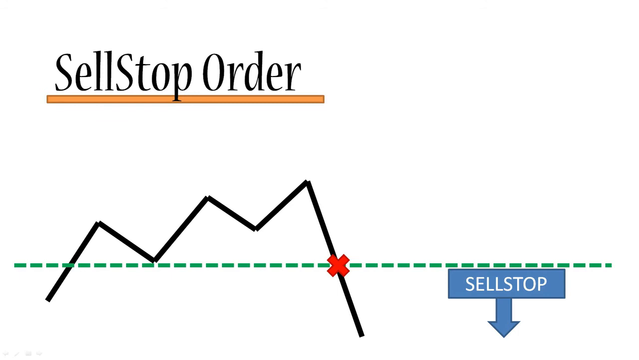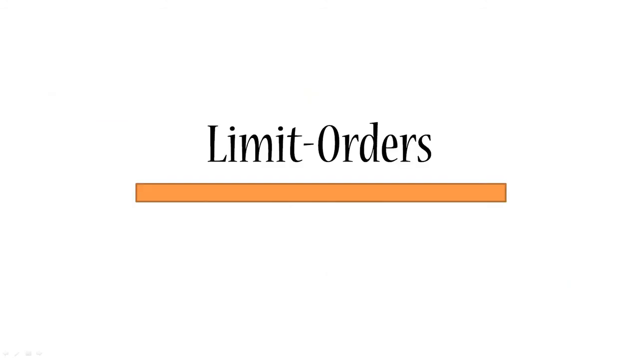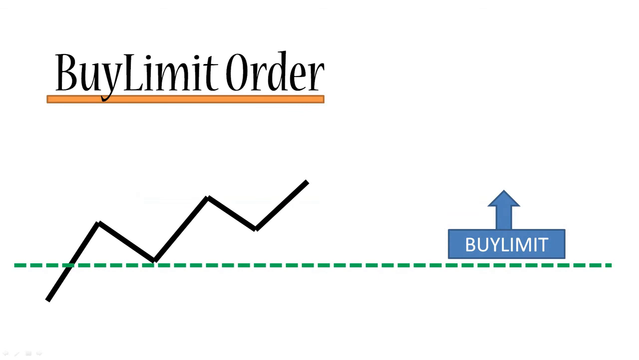Limit orders. Limit orders are similar to stop orders, but they may be a little bit more complicated to remember how they work, but we'll get the hang of it. So a BuyLimit order is actually set below the market. What you're anticipating is for the market to go down, touch your order, cross it, and then go back up. So you're anticipating a recoil. You think that yes, the market will go up, but first it will go down.